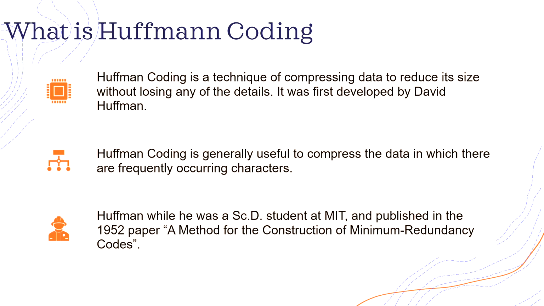What are frequently occurring characters? You might not understand, so I am explaining. Frequently occurring characters means a character which repeats itself more than one time. For example, in my name, Akash, A repeats two times, so its frequency is 2. K repeats one time, so its frequency is only 1. I hope you understood.